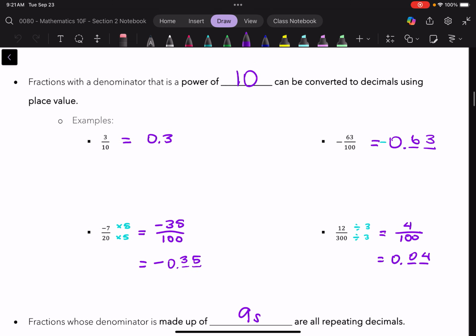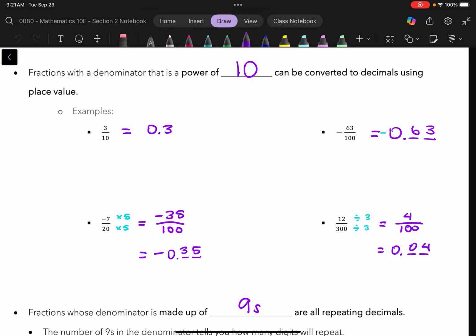The other thing that we learned about converting fractions into decimals is when fractions have value in terms of a denominator that is a multiple of 10. Sorry, not a multiple of 10, a power of 10. When they have a power of 10, we would be able to use place value to convert backwards.